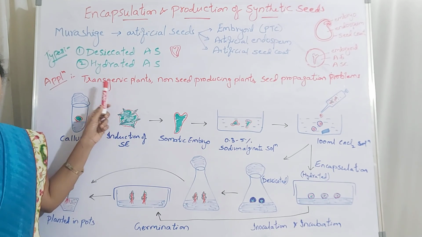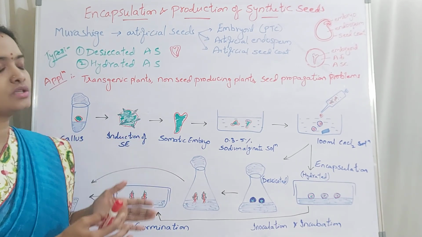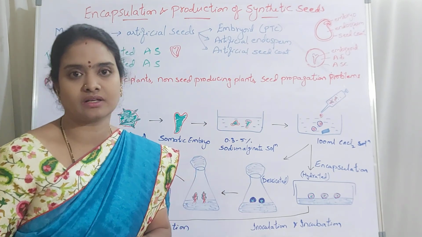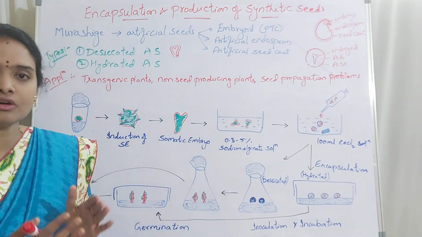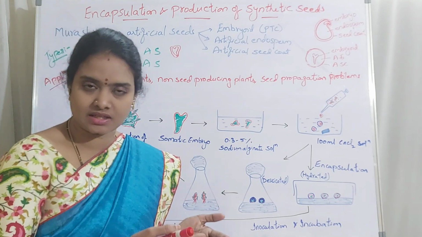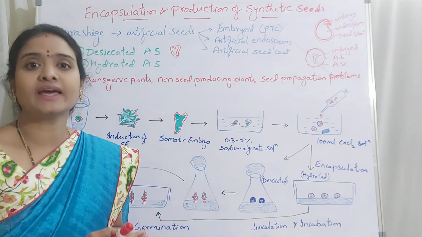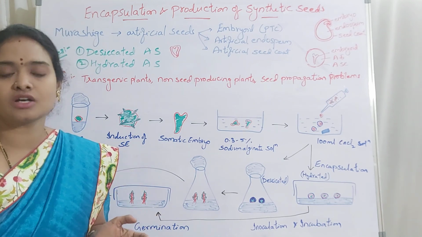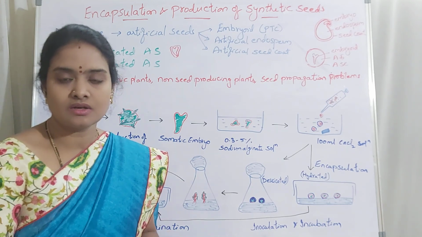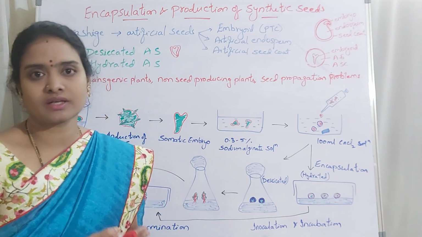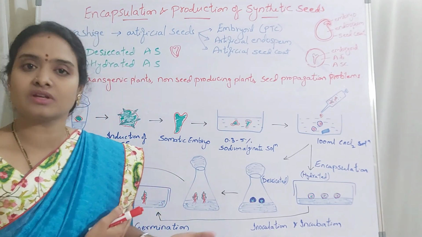Is that clear? So it is not that you are introducing the gene of interest into the single cell and you are getting only a single plantlet. You will be introducing the gene of interest into the single somatic cell and you are allowing it to divide so that a ball of cells is formed. That is nothing but your callus. So from the callus, hundreds of plantlets can be produced, which can be transgenic plants.